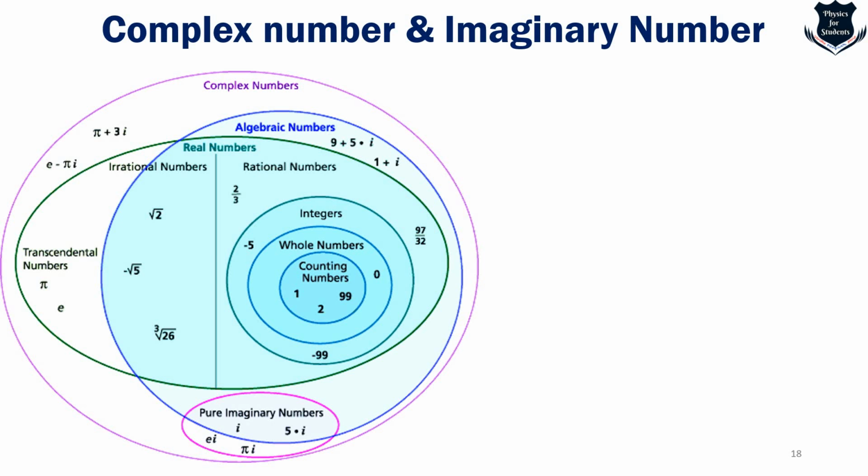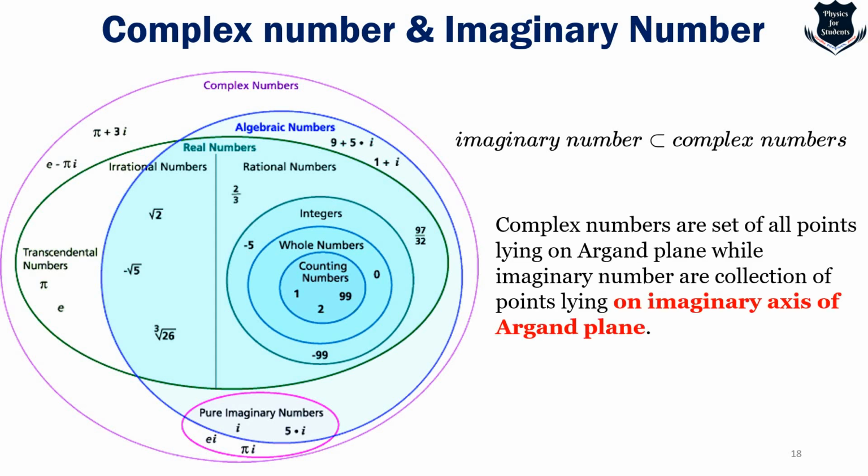Then we get whole numbers, then integers, then you see the green part is the rational numbers, then the algebraic numbers come on the outer circle. 9 plus 5i is a pure imaginary number, we will explain later what a pure imaginary is, and then there are complex numbers. So imaginary numbers can be said to be a subset of complex numbers, and complex numbers are the set of all points lying on the Argand plane.